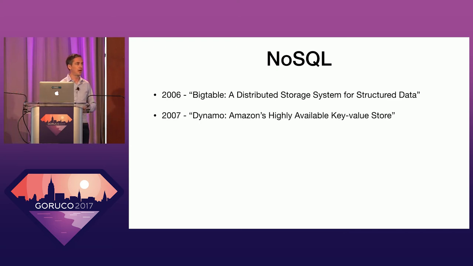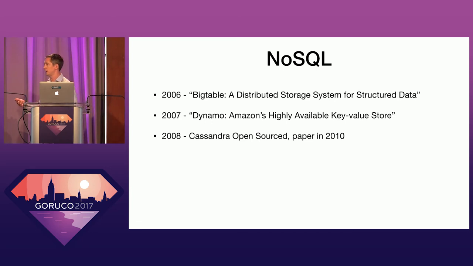In 2007, Amazon released the Dynamo paper about a highly available key value store that would scale infinitely. Again, key value, there's no query language. There's three operations, get, put, delete. But people were interested in it because of the fact that it scaled. In 2008, Facebook released Cassandra as open source, which is kind of their take on Bigtable. They followed up with a paper in 2010.